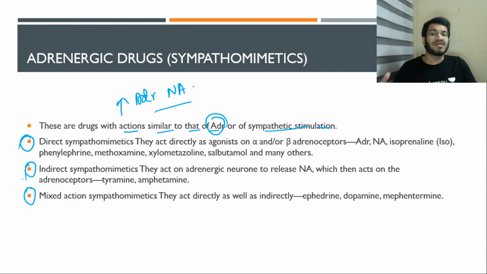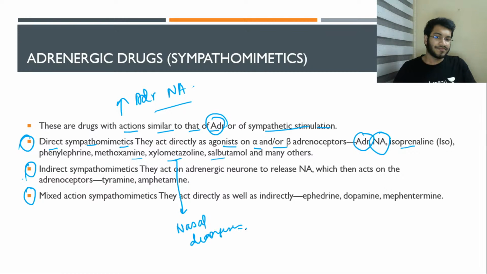First, let's do the direct sympathomimetics. They act directly as agonists on the alpha and beta adrenoreceptors, and the examples are noradrenaline, adrenaline, isoprenaline, phenylephrine, methoxamine, xylometazoline, salbutamol, right? And here I want to tell you, xylometazoline is used as a nasal decongestant. Salbutamol is used as a bronchodilator.